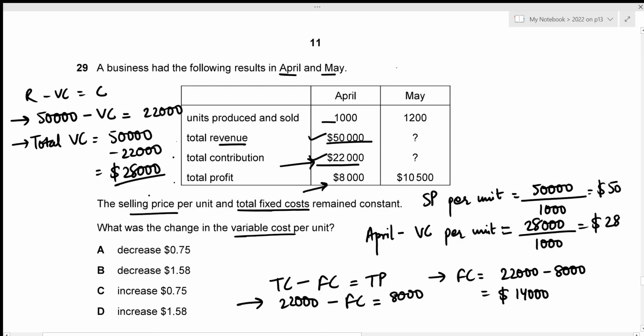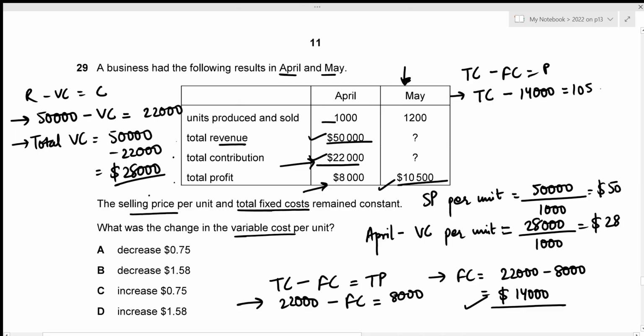Now let's talk about the contribution for the month of May. We are given the profit. We know that the fixed cost is going to remain constant, so we can easily figure out the contribution. That's total contribution minus fixed cost equals profit. We're trying to figure out the total contribution. Our fixed cost is going to remain constant at 14,000, and our profit is given to be 10,500. This just means that our total contribution is going to be 10,500 plus 14,000. This results in our total contribution having the value of 24,500.